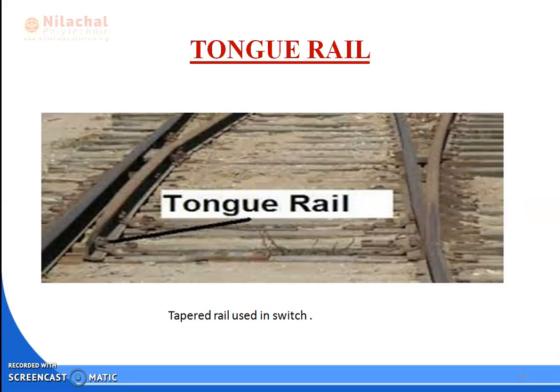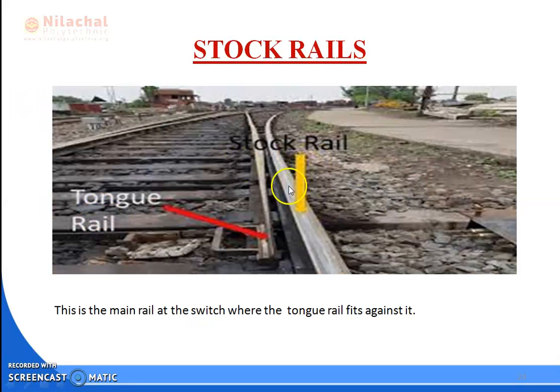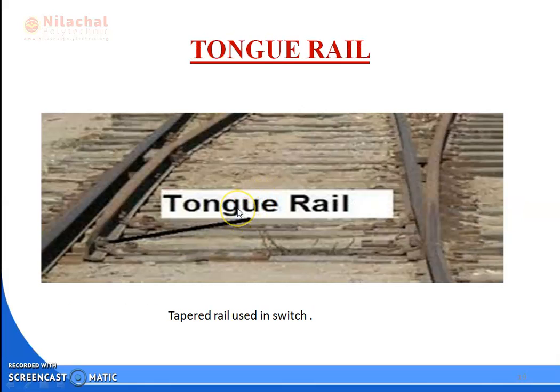Okay, so next one is the tongue rail. So see here, this is the tongue rail. In the previous slide here also we saw the picture that it is the tongue rail which is provided inside the main rail. So tongue rail means what? A tapered rail used in the switch. Switch means when it is connected with the main rail, then the train can easily change its track. So it lies between the two stock rails. Here the two stock rails, the main lines, are provided, and the tongue rail is provided inside or between the two rails.